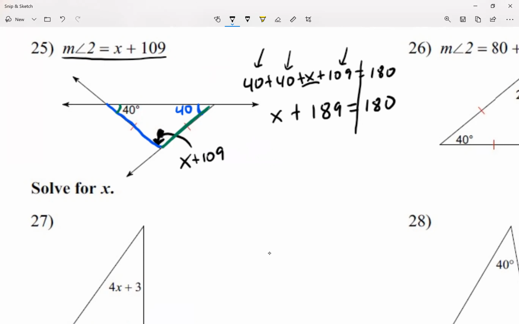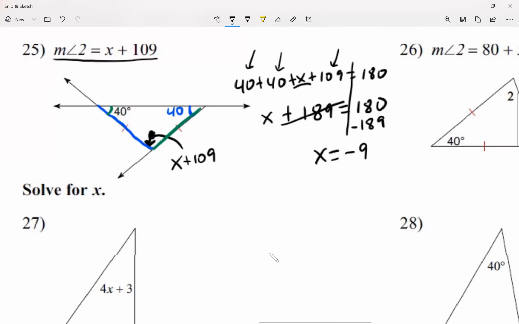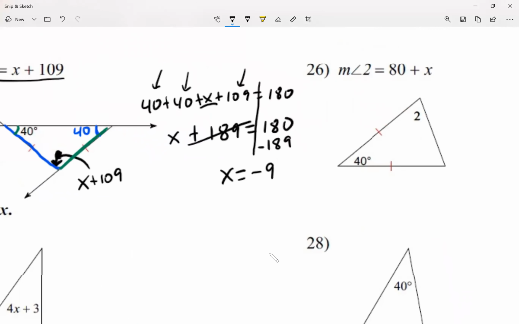Okay. I want the x by itself, so let me just cancel the plus 189 as long as I write it on the other side with opposite sign. So I get that x equals 180 minus 189. That gives me a negative 9. Intentionally, I'm writing x to be negative a lot because I don't want you to be afraid of negatives. Now, it is not always a negative answer, though. So sometimes x is a negative, but not always.